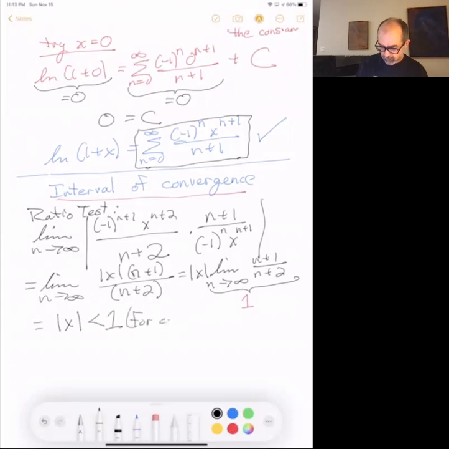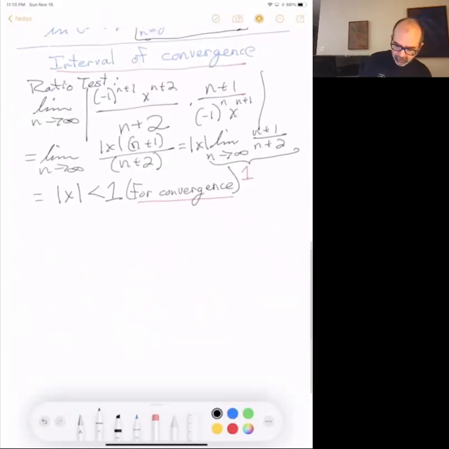You don't have to write for convergence. I'm just writing it because some people in the past have been a little bit confused about what that exactly means. And then I can check for, that's just the radius of convergence. Okay, because it's the absolute value of x strictly. Now I need the interval, so I'm going to get negative 1 less than x less than 1 to check the interval.